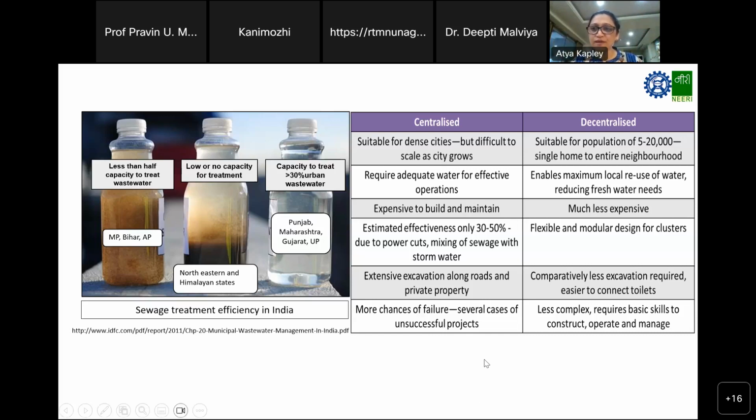So what we look at is decentralized treatment plants. Of course, in NEERI, we are also working on centralized treatment, improving sewage treatment plants and effluent treatment plants for the industries. There is a whole section of wastewater technology, but I'm focusing only on what my group and I do in environmental biotechnology. We address wastewater treatment at a decentralized level.